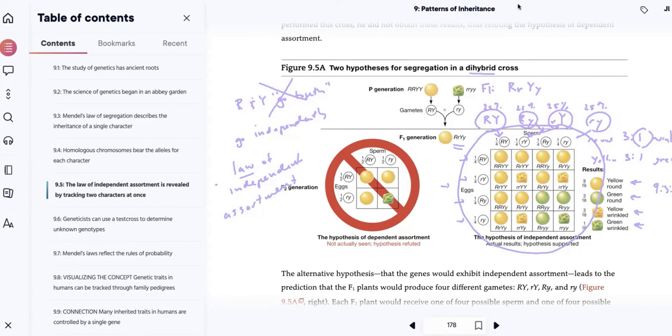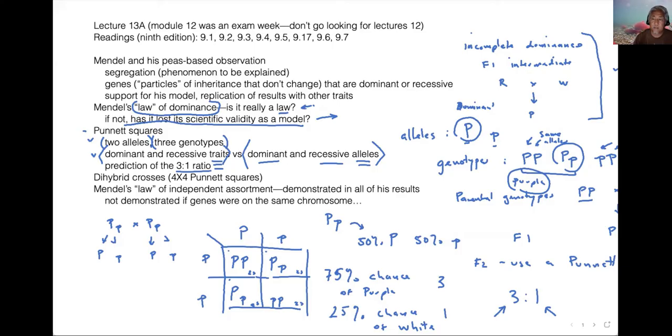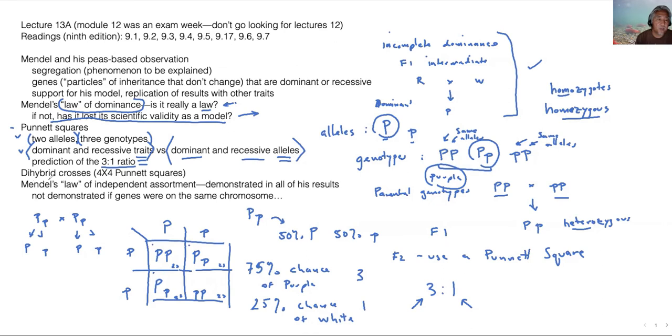Go back to, this is kind of important. What I just did here was to talk you through a dihybrid cross with a 4x4 Punnett square. That's the one that gave us the 9:3:3:1 ratio. And I just used it to illustrate Mendel's law of independent assortment. R, round seeds are going to go equally likely with yellow seeds and green seeds, and wrinkled seeds are equally likely to go with yellow seeds or green seeds, et cetera, right? Okay.